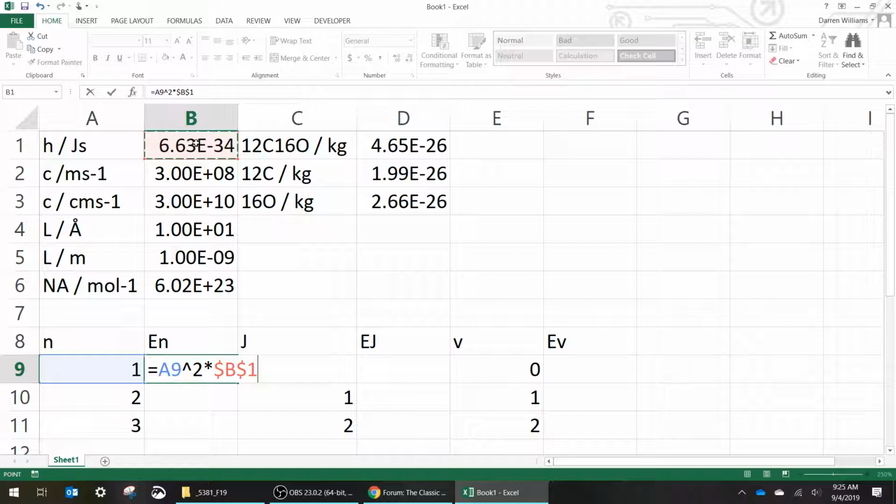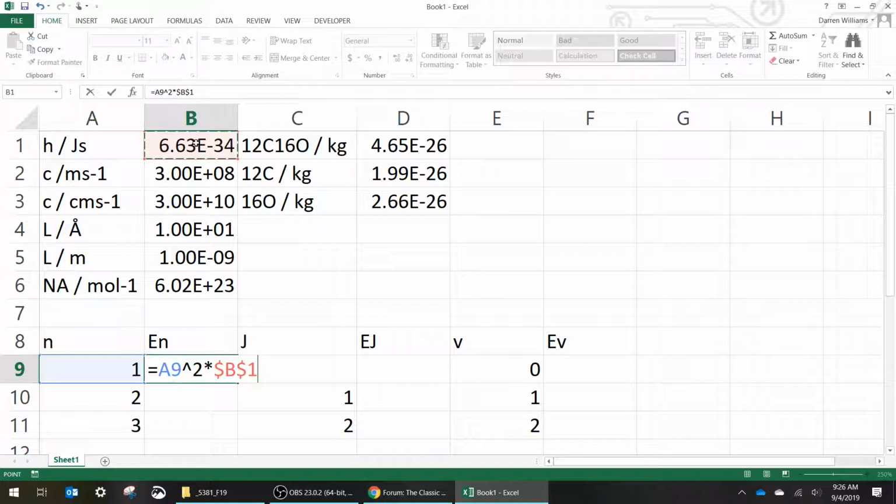Because when I copy this down, I don't want the reference to move. Because on this cell it would refer to the speed of light, and then on this cell it would refer to the speed of light in centimeters. I don't want it to follow me down. When I copy this cell down, I want the formula to update in n, but not h. I want h to stay there. So these dollar signs are anchoring the column, and this dollar sign anchors the row.